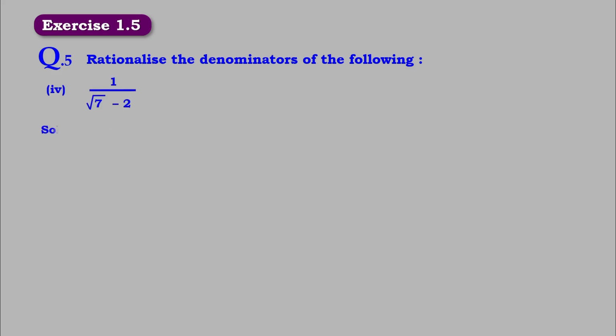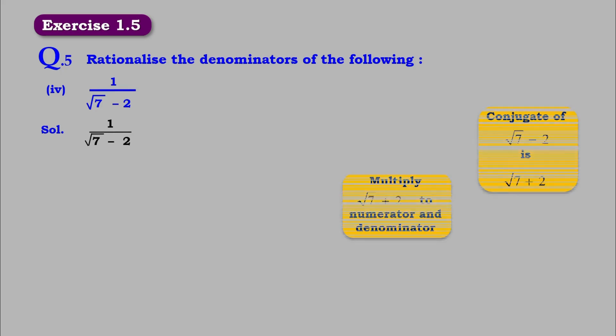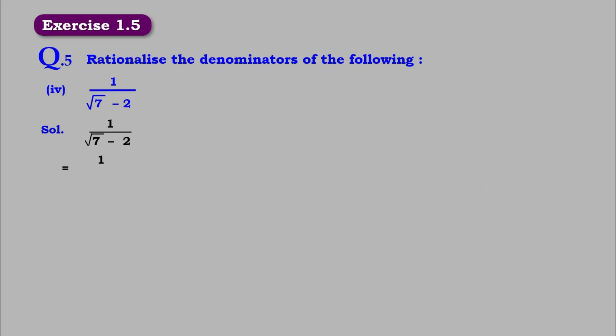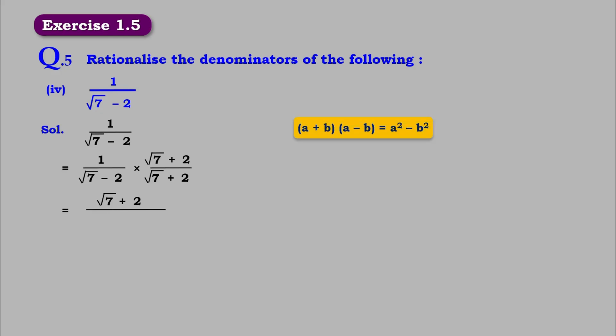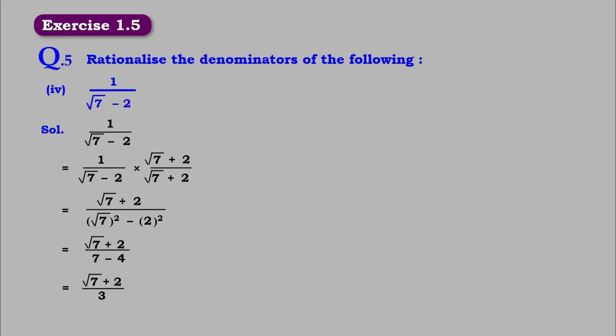Now next question, 1 by root 7 minus 2. So the conjugate of root 7 minus 2 is root 7 plus 2. So we are going to multiply this with both numerator and denominator. Now apply the identity (a plus b) into (a minus b) equal to a square minus b square. So we got root 7 plus 2 by 3. So this is the answer.